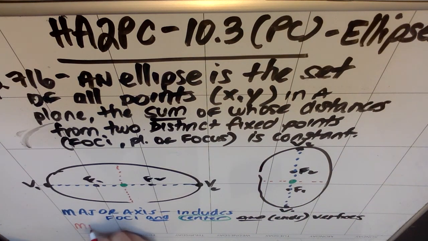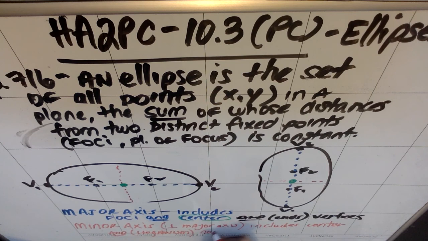So the minor axis, which is perpendicular to the major axis, so if the major axis is horizontal, the minor axis is vertical and vice versa, includes the center, because it also goes through the center, and then, and this is a Hoganism, I can spell my own name, Hoganism, the non-vertices.